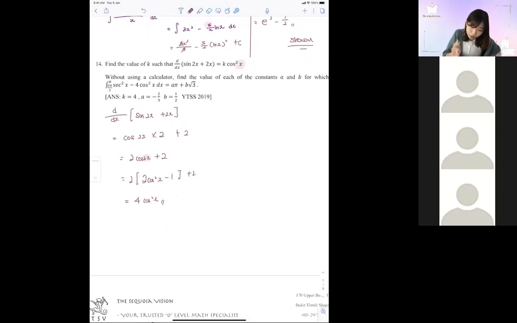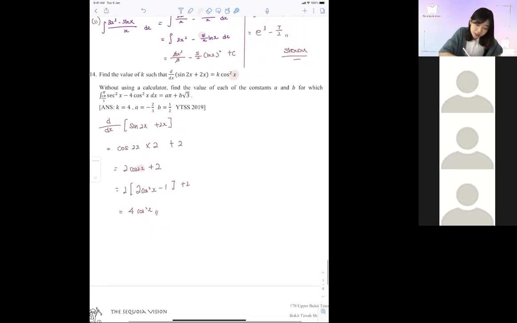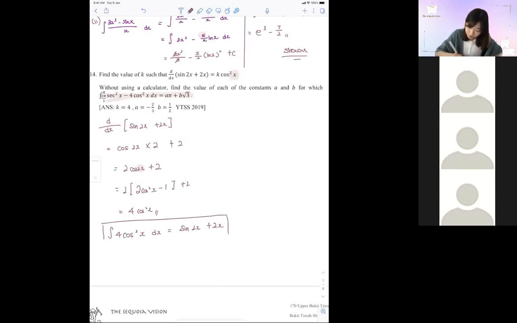Okay, so one by one, after they ask me to differentiate, the next part is integrating. So I know that I have to write down my clue. So integrate for cosine square x dx is equals to sine 2x plus 2x. This is my clue. I box it up.